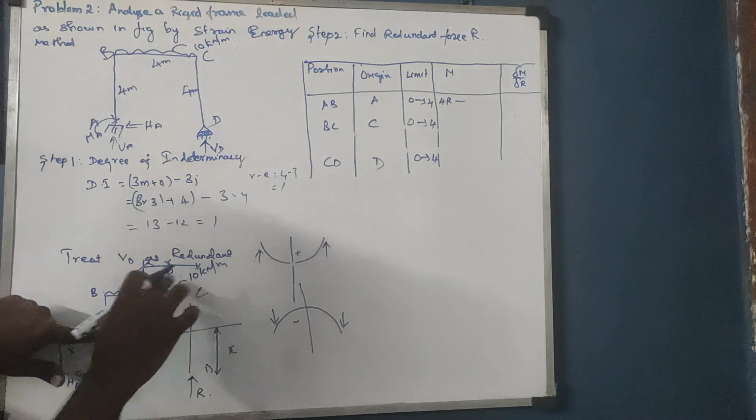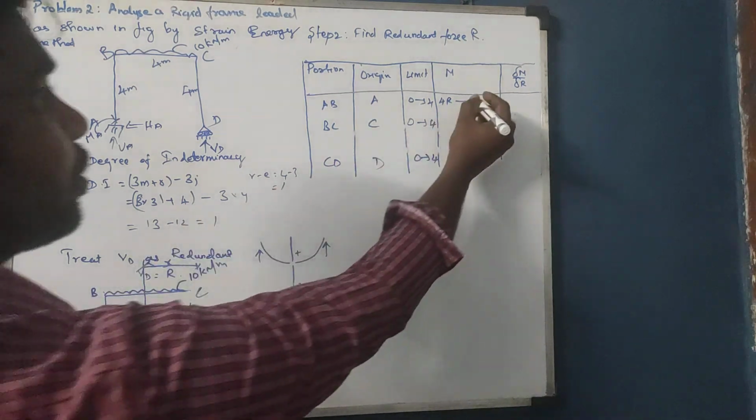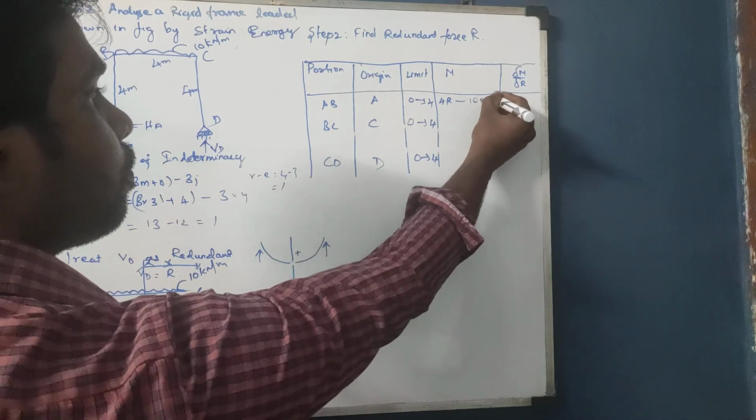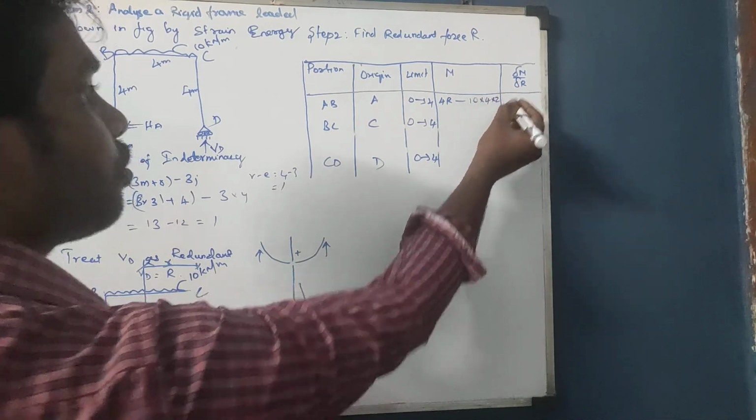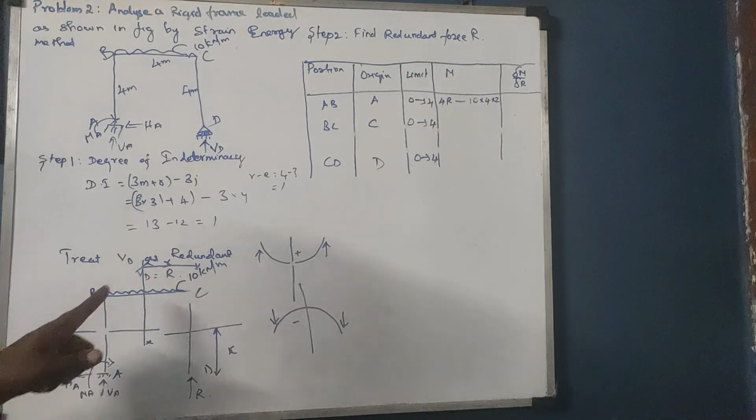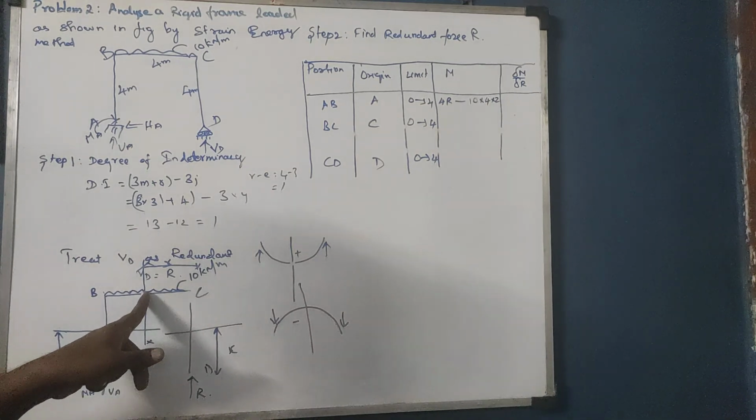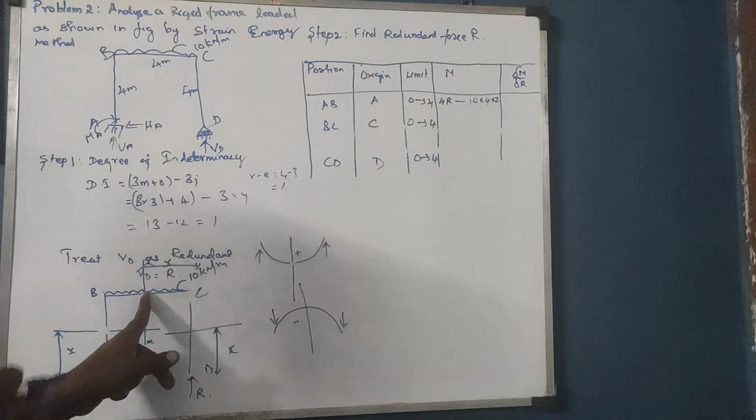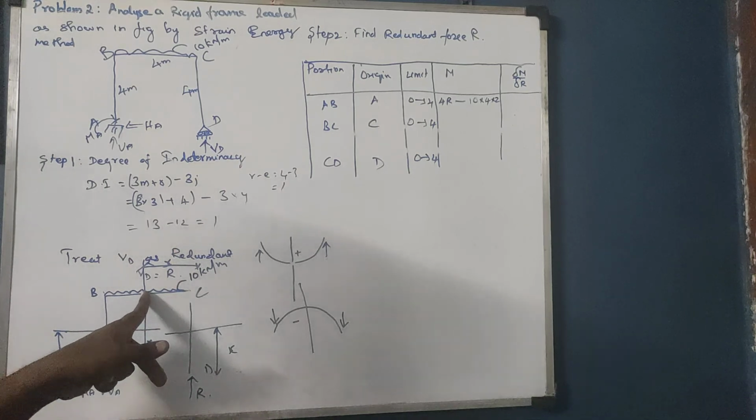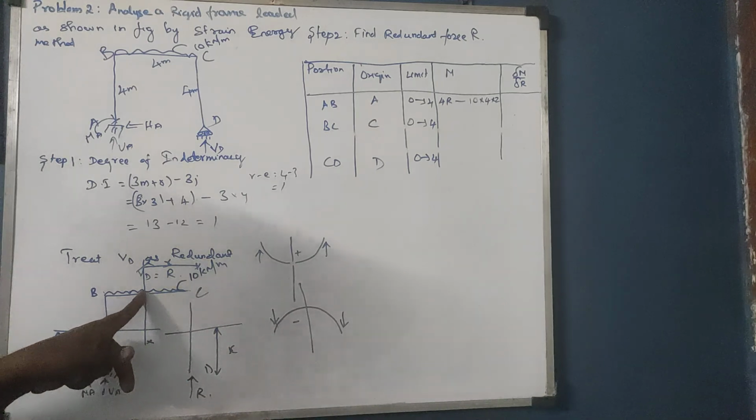UDL means load into distance by 2. That is 10 into distance, it is 4 into 4 by 2, it is 2. Right? And for the second section, we can consider right side or left side. If you consider left side, there are 3 unknowns, so we can go for right side.